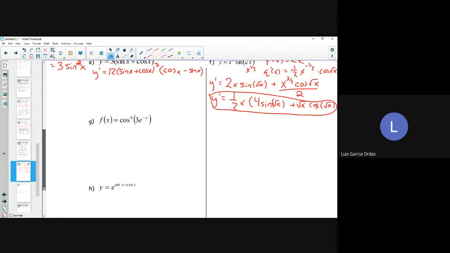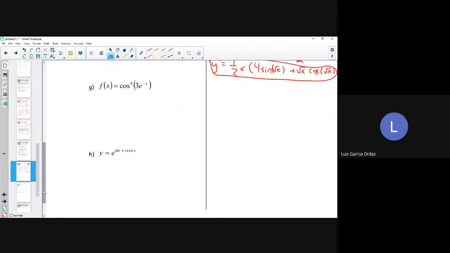So we have our last two examples here. We have f of x equal to cos 4 times 3 e to the negative x. I'm going to give you guys that as try to do it on your own and then try to give me the answer by the end of class. The next one is y is equal to e times sine x plus cos x. So g, try to do that individually.